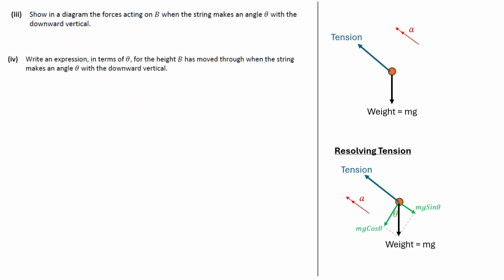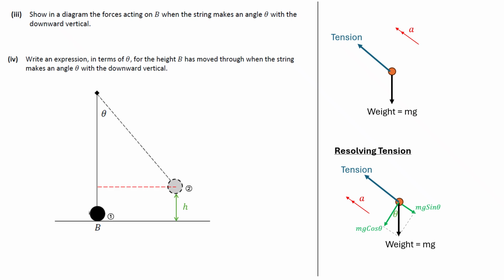Part 4 then asks us to write an expression in terms of theta for the height B has moved through when the string makes an angle theta with the downward vertical. So what we want to do is understand what has happened here. So let's go back to our original diagram. By the time B has moved into this position, we can make a little triangle to figure out this height here. So here's position 1 and here's position 2, and I'm going to connect position 2 back to the original position 1. And you can see here we've made a lovely little right angle triangle.